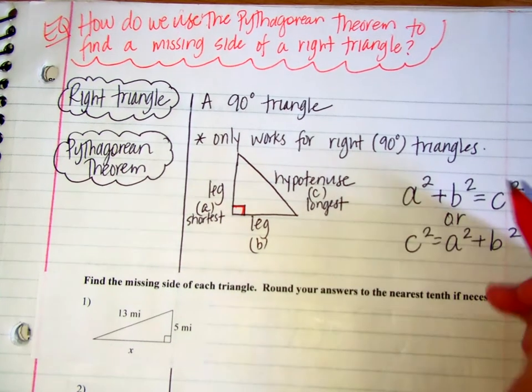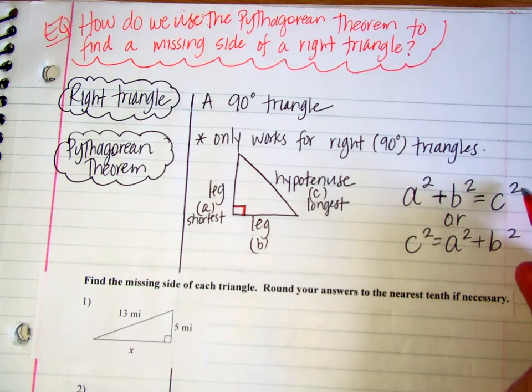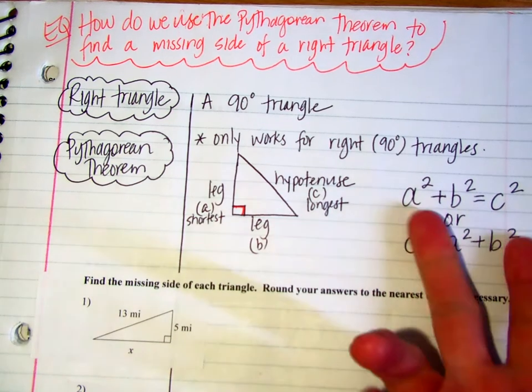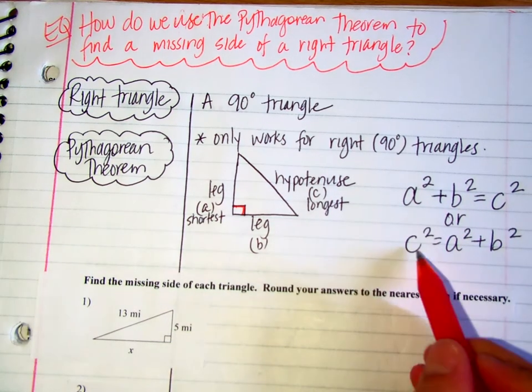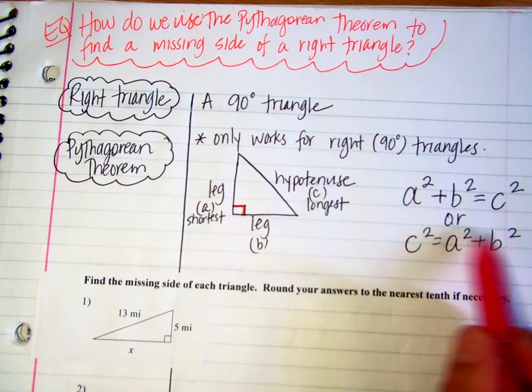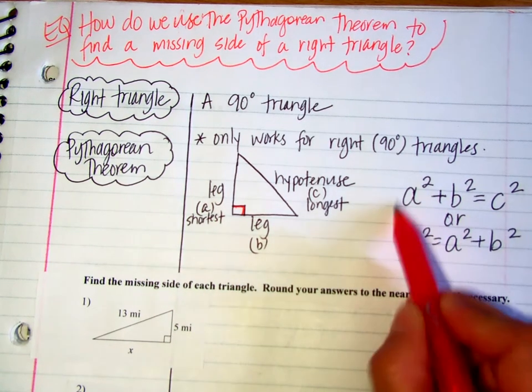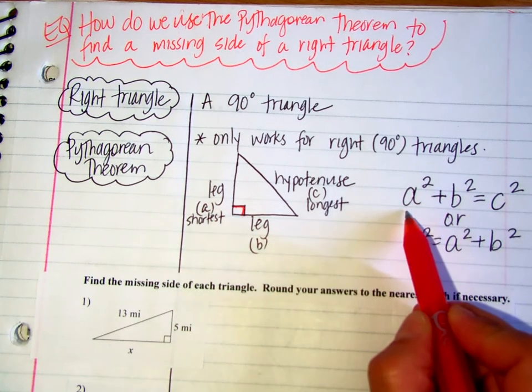Our formula for Pythagorean theorem is a squared plus b squared is equal to c squared. We can also reverse that and call it c squared is equal to a squared plus b squared. And we're going to be using this in our next video. But for today, we're going to be focusing our attention on this setup.